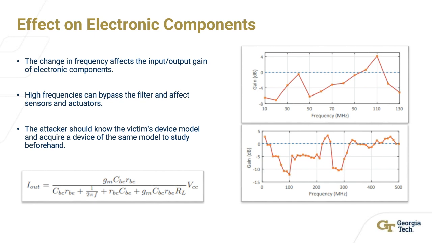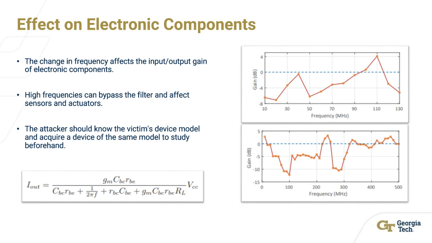These adjacent graphs represent the input frequencies of two sensors and the effect it has on the input-to-output gain. In the first graph, power supply signals in the range of 10 MHz to 130 MHz can go through the filter, but there is a positive gain at 110 MHz, where the noise is amplified. So at 110 MHz, a Volttack attack can be triggered.